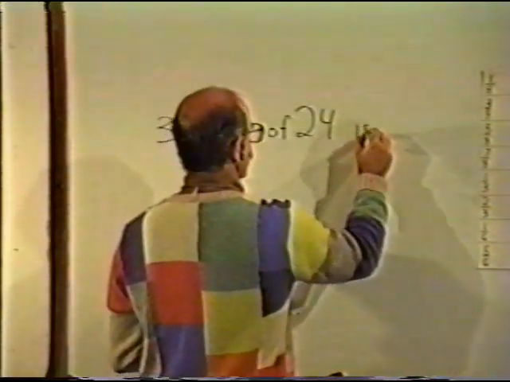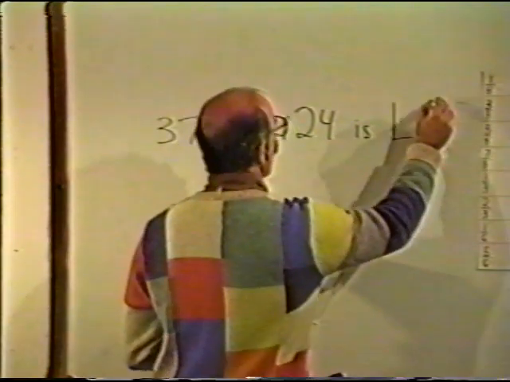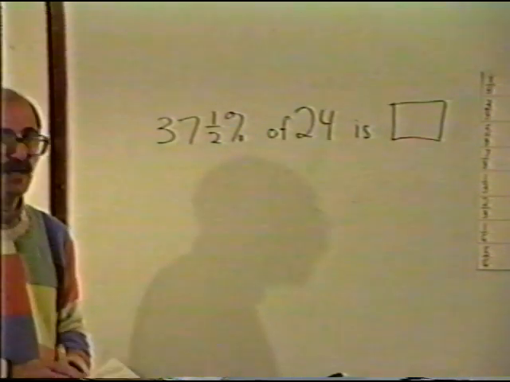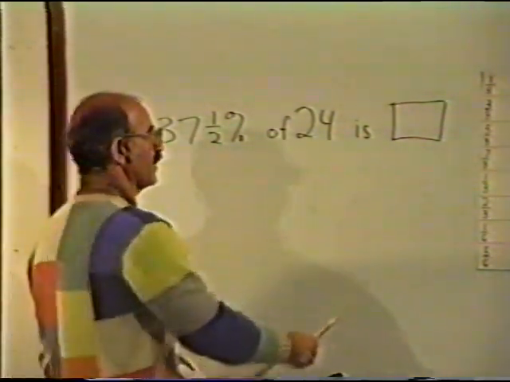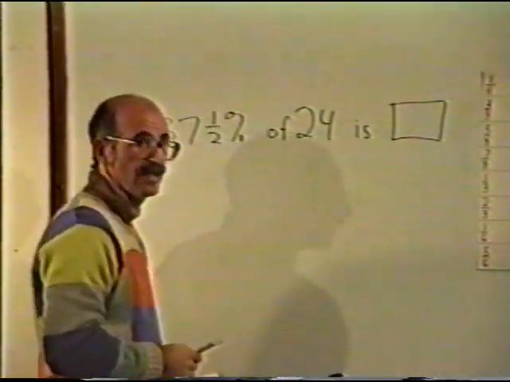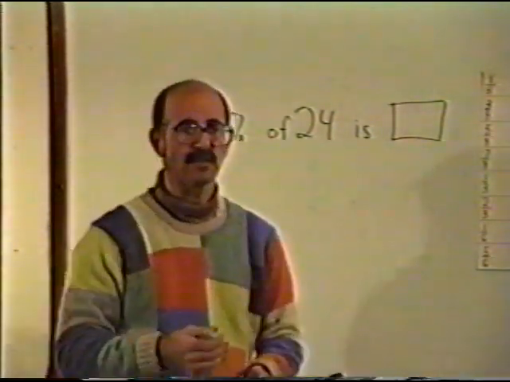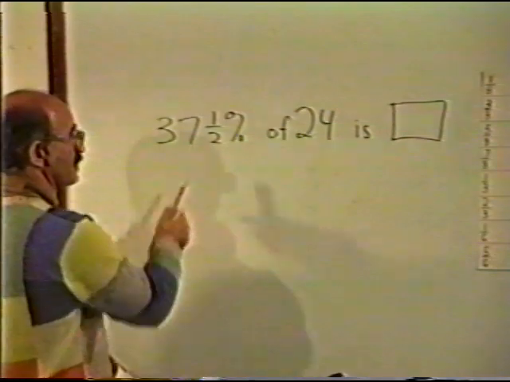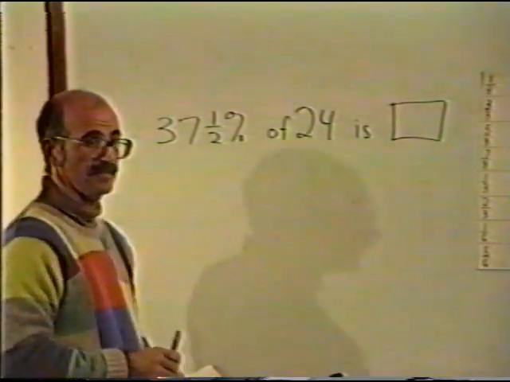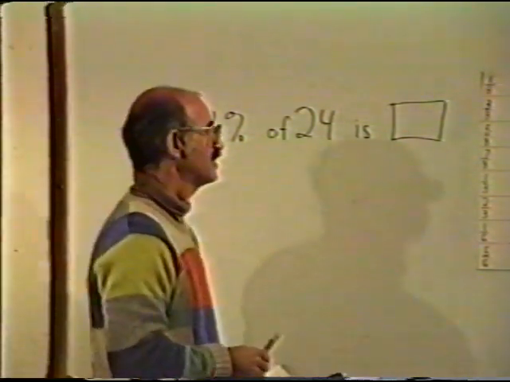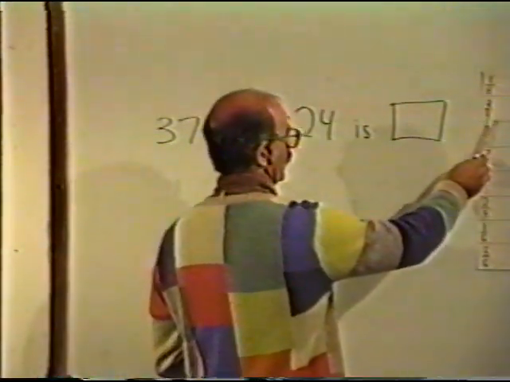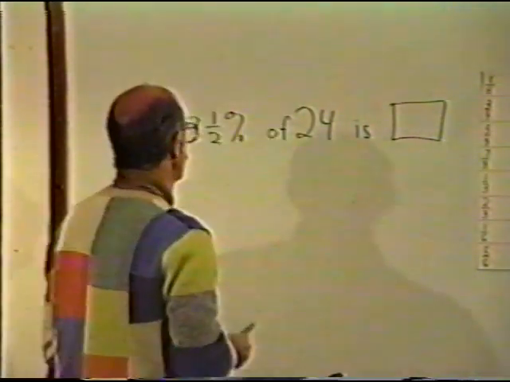37.5% of 24 is what? And this time I've written it the same way as I did the other two so that the box is at the end. And that's the way we'll usually do it. Do you recognize 37.5%? Yes. It's a memory percent, and it comes from what fraction? 3/8.